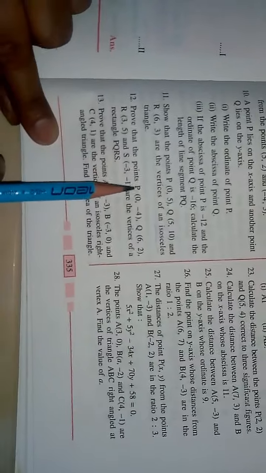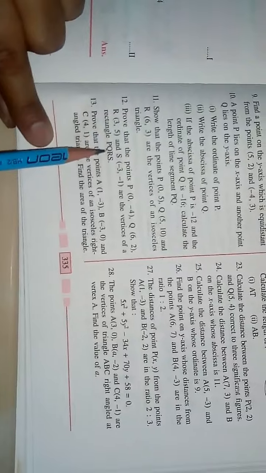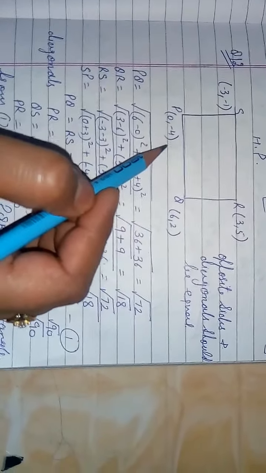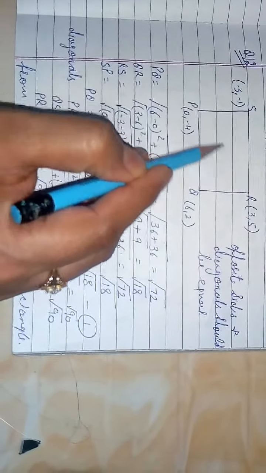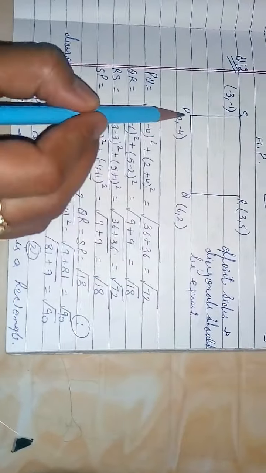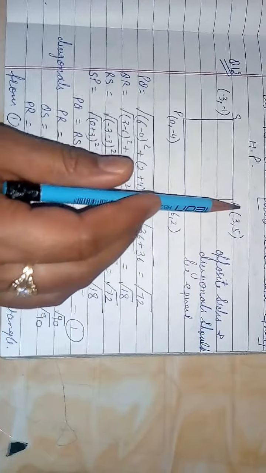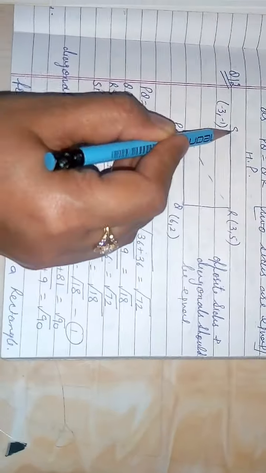Prove that points P, Q, R and S are the vertices of a rectangle. Now all of you are familiar with a rectangle also. How to prove a quadrilateral is a rectangle? If its opposite sides are equal, and you also have to prove the diagonals are equal. That means you have to prove PQ is equal to SR, PS is equal to QR, as well as PR is equal to SQ. Then you can say that the given figure is a rectangle.